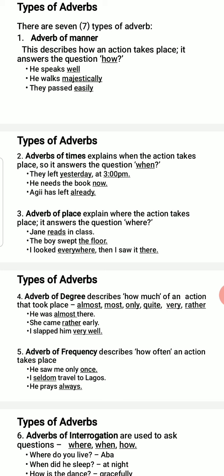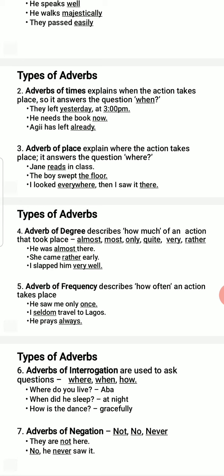Number 3, adverb of place. This explains where an action takes place. So it answers the question where. Jane reads in class. Jane studies in class. Where? In class. That's the place where the action of reading or studying takes place.